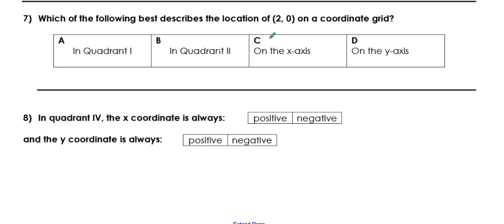Which of the following best describes the location of 2, 0 on the coordinate plane? So 2, 0, that's saying move 2 to the right and don't move up and down at all. So it's really on this line. It's not in any of the quadrants. It's directly on, call that one the x-axis. That tells us how far left and right we move.